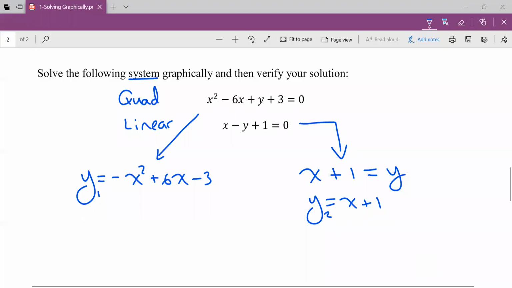So what we found were 1, 2 and 4, 5. Now this is our solution set. So I'm going to write it as a solution set.